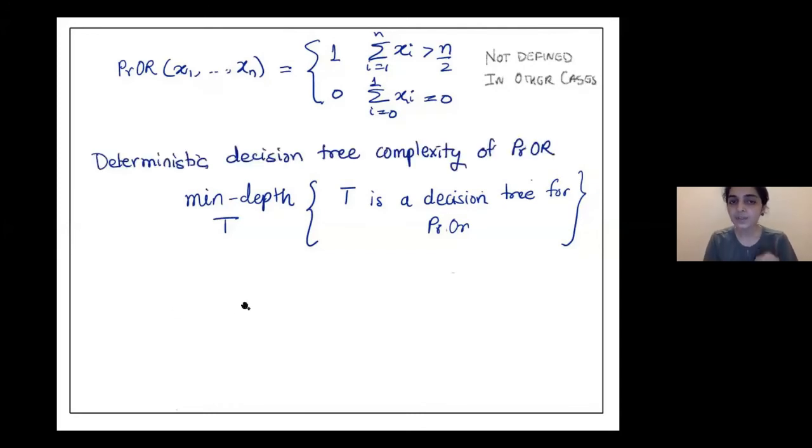And what our impossibility result says from the previous argument is that no matter what tree you come up with, the minimum depth of any tree has to be at least n/2. This is known as the decision tree complexity of a function. And in this case, we analyzed the promise function.